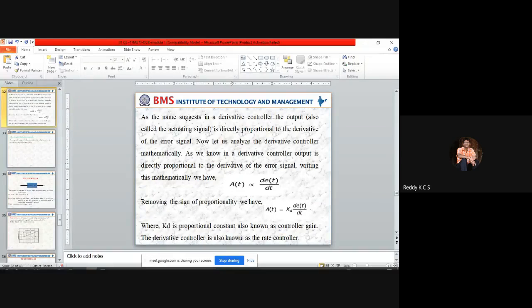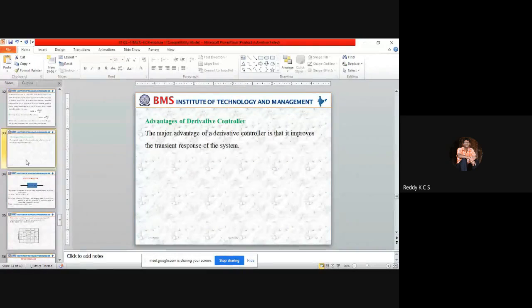That's what he has mentioned here about how the mathematical table is written. The major advantage of this control is to improve the transient response of the system. The stability of the system is improved because of the quick corrective reaction.